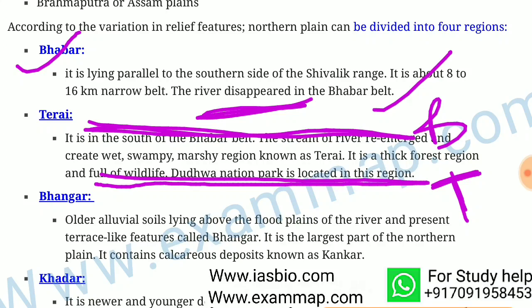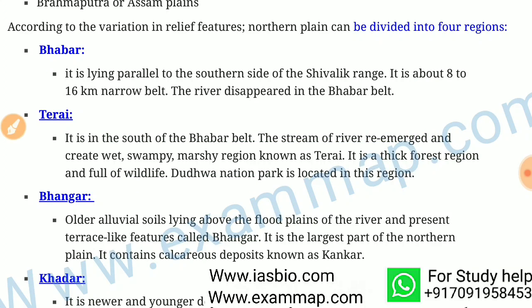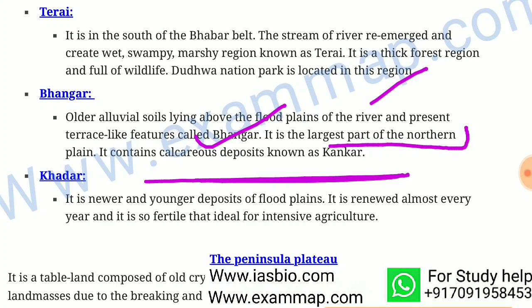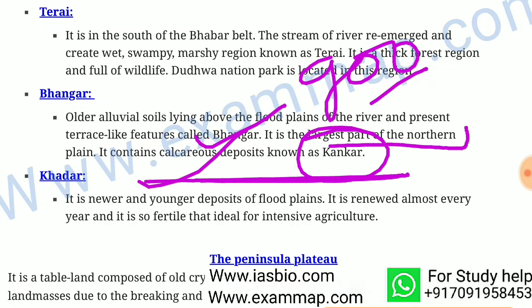For example, Buxa National Park is located in this region. And older alluvial soils lying above the floodplains of rivers and presenting terrace-like features are called Bhangar. It is the largest part of the northern plain and contains calcareous deposits known as Kankar, so it is not good for agriculture. And the newer and younger deposits of floodplains are Khadar. It is renewed almost every year, so it is fertile and ideal for intensive agriculture.